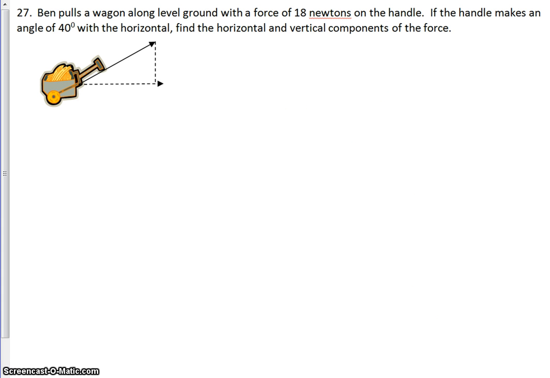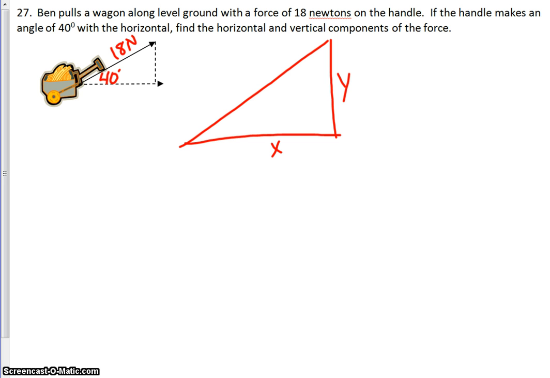All right, Ben is pulling a wagon along level ground with a force of 18 newtons. So here, and we're getting this as a force of 18 newtons. And it makes an angle with the ground of 40 degrees. Find the horizontal and vertical components of the force. And this can be important in a lot of different considerations where you're going to have to find your y and your x here with different values. I'm just making it bigger here.